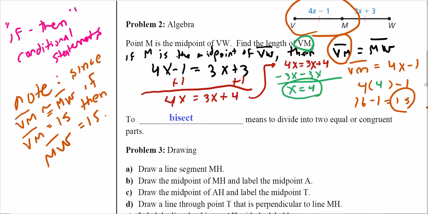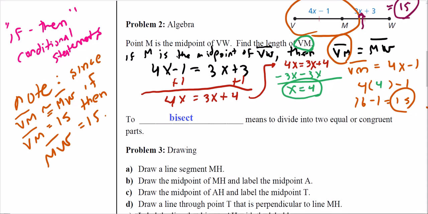We take a moment here to note that if VM is 15, then MW would also have to equal 15 because they're both equal parts. Now you can always check this for yourself, right? If you plug in a 4 for the x, that's 3 times 4 is 12 plus 3 is 15. But from a conceptual point of view, you would just note that you don't have to do that math because they both have to be equal to each other.